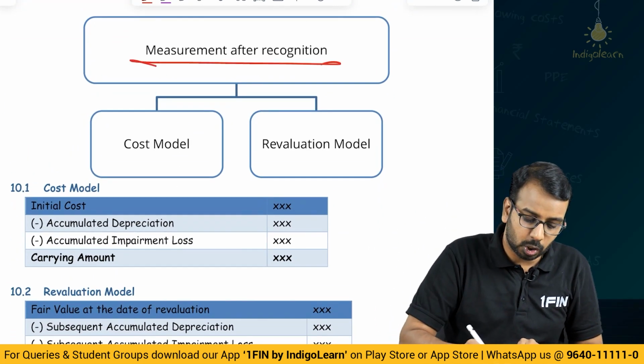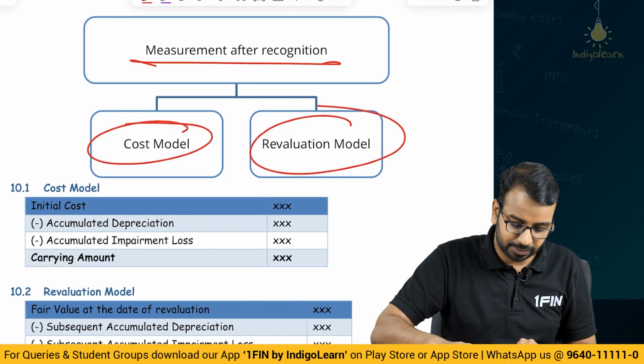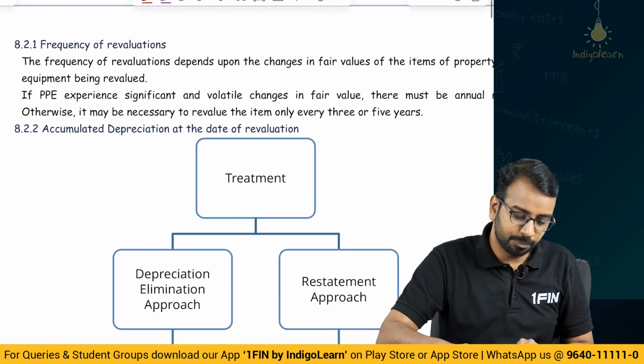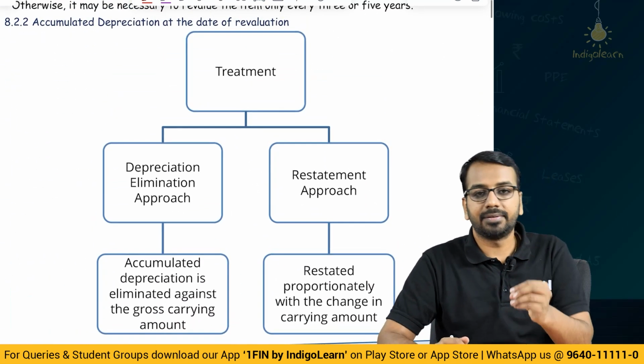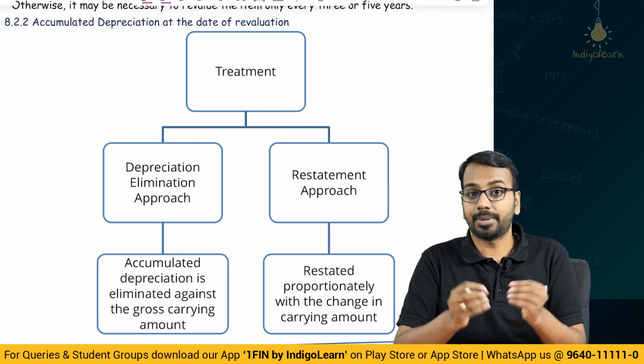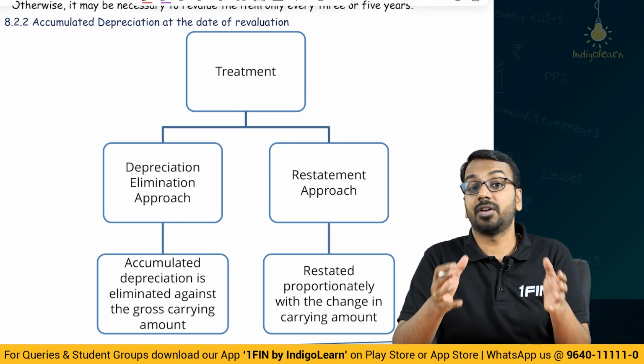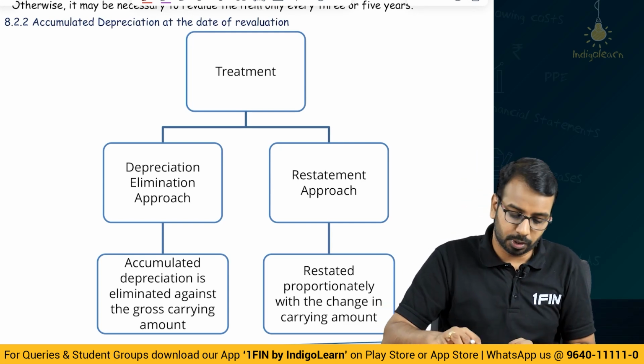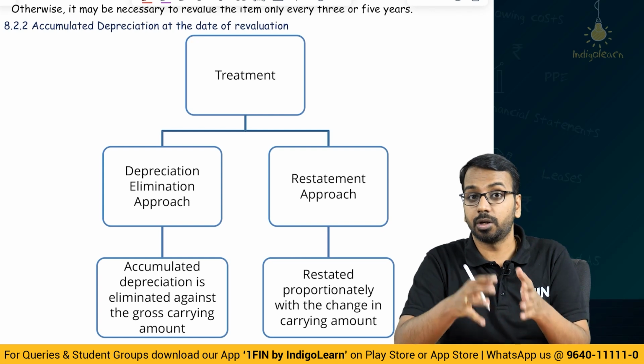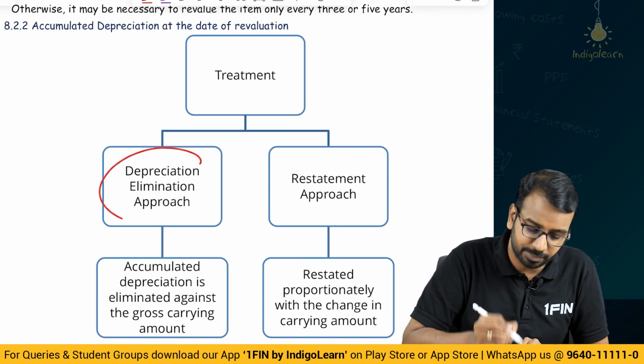Measurement after recognition: the cost model is straightforward. The main important one is the revaluation model. Now what is the revaluation model? The revaluation model basically means that I am carrying the property, plant and equipment at its fair value and not using the cost model. So in this case there are two ways to do the revaluation. One is the depreciation elimination approach.